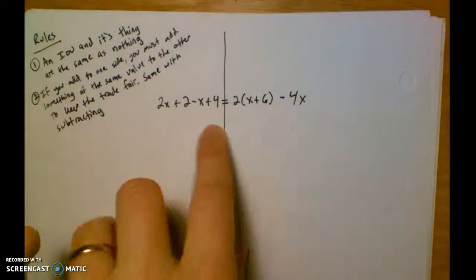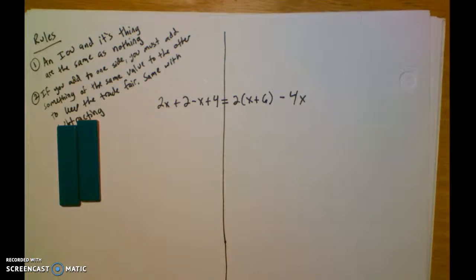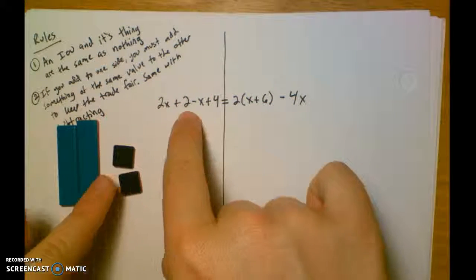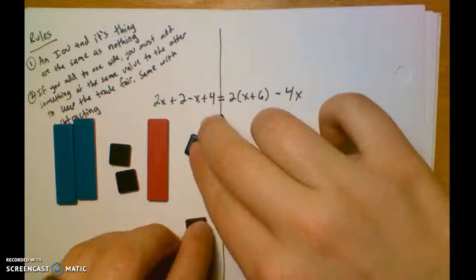So let's start by setting this up to represent it. We're saying we've got two widgets, $2. The opposite of a widget, or a negative widget, or an IOU a widget, however you want to think about that, but that's negative. And then $4 more.